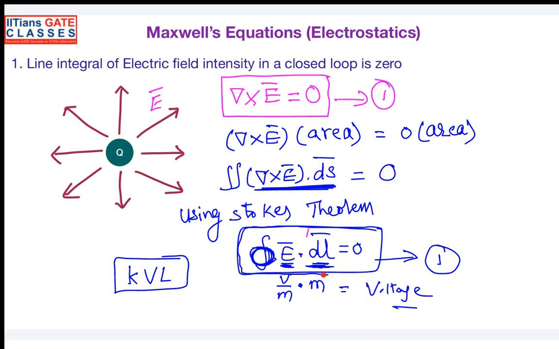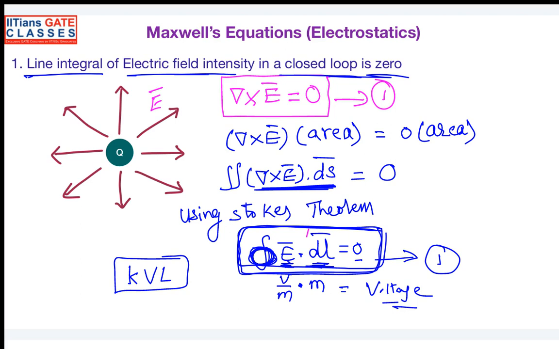So E dot dl represents a voltage quantity, and whenever the loop is closed, the net voltage will always be 0. The line integral of the electric field intensity in a closed loop will always be 0. So you got the point here. Any questions? Whatever you studied in your network theory regarding KVL, now we are able to prove with the help of Maxwell's equations. Did you understand? KVL, please explain.